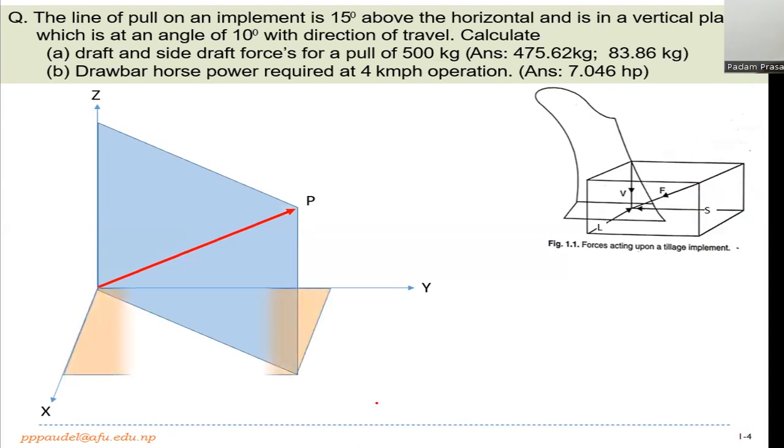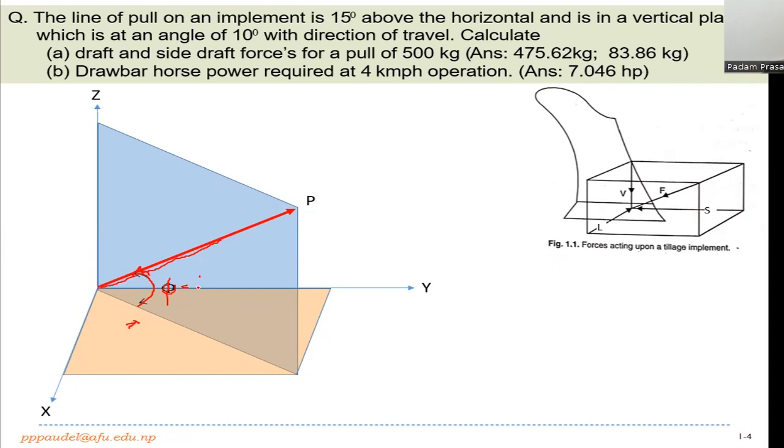Another plane, the brown one here, is the xy plane. It's a horizontal plane. In the question, it has been given that the force is 15 degrees above the horizontal. What does it mean? It means that the line of pull is at an angle phi above the horizontal plane. P makes an angle of phi with the horizontal.